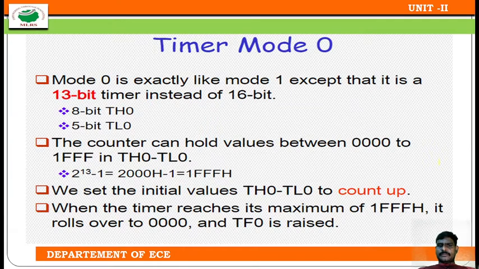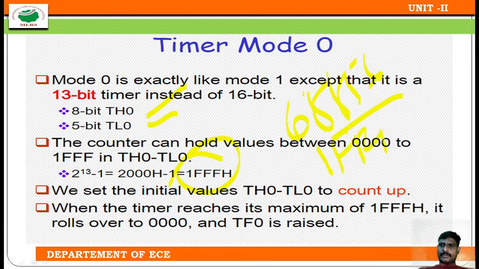So, timer mode operation. Here the timer mode operation is a 13-bit timer, because we know that it is using a 13-bit timer instead of 16-bit, where TH0 is using 8 bits and TL0 is using 5 bits. So here the procedure is the same, but instead of subtracting the value from 65,536, I can go for 2000 or 1FFF as a default value, or 8,192, which is the maximum value of this particular timer. The procedure is the same.